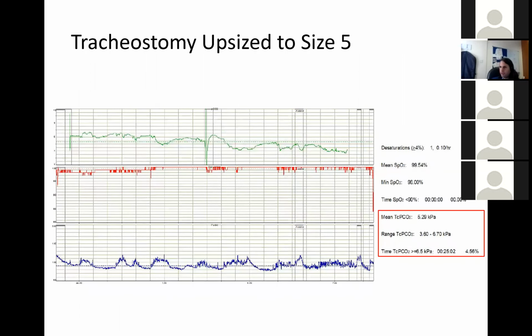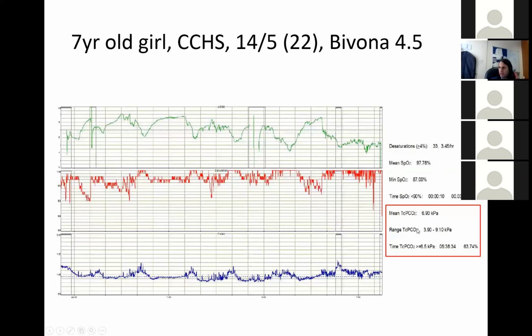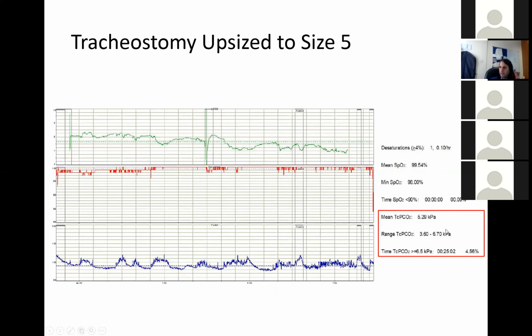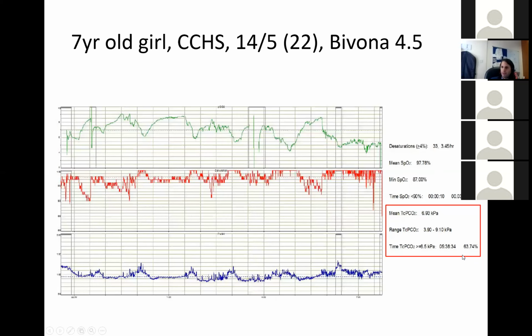So we changed the tracheostomy, upsized it, and you can see that the trace the second night has come down to a nice CO2 of 5.3, and the mean is 5.3, and the above 6.5 is now only 5% of the time. And the SATs trace is also a lot better just by upsizing and reducing the leak that this patient has.